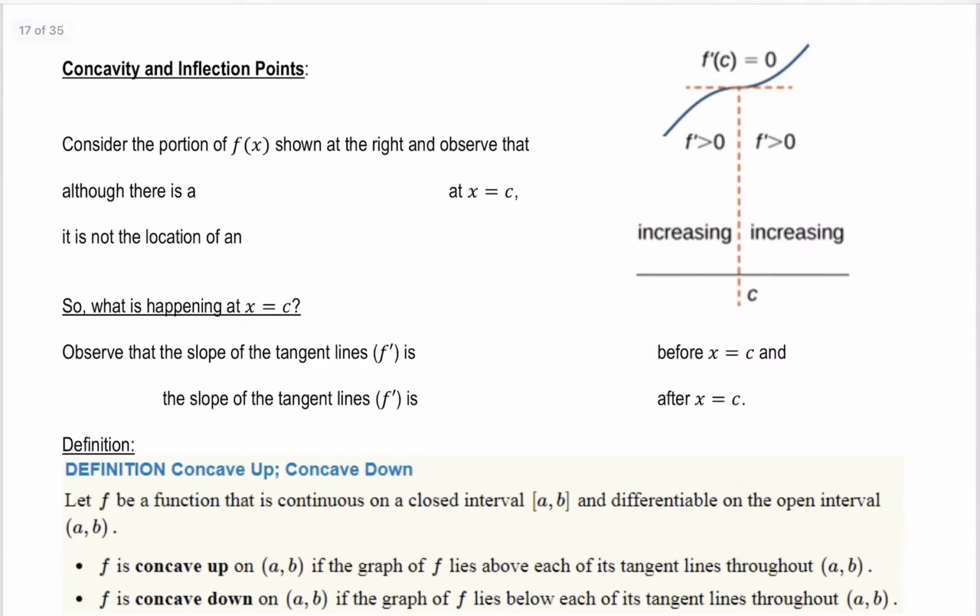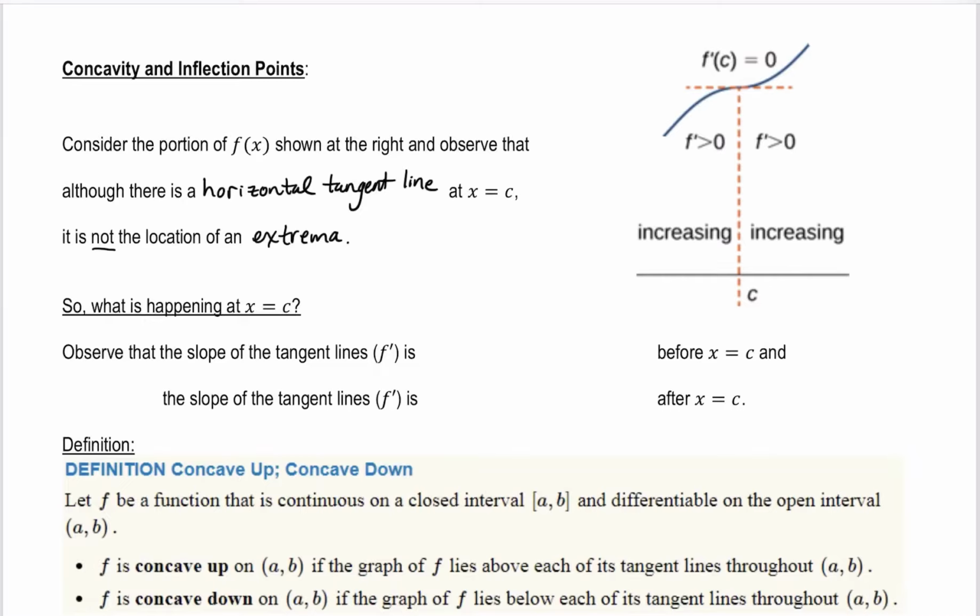So there is a horizontal tangent line at x equals c. All right, so this means we have a location where f prime is equal to 0, but this is not a location of a local min or max. So it's not the location of an extrema. So we have a situation where f prime at c is equal to 0, but it's definitely not a min or a max.